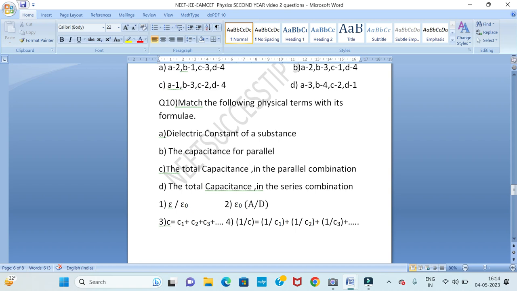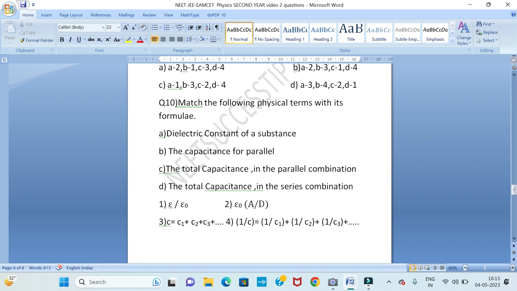Capacitance for parallel plates: epsilon 0 permittivity into A by D. Next, the total capacitance in the parallel combination and the series combination. Parallel combination means parallel lines. Two lines are parallel, like one line on top and the same line below. So the same line you have to take.